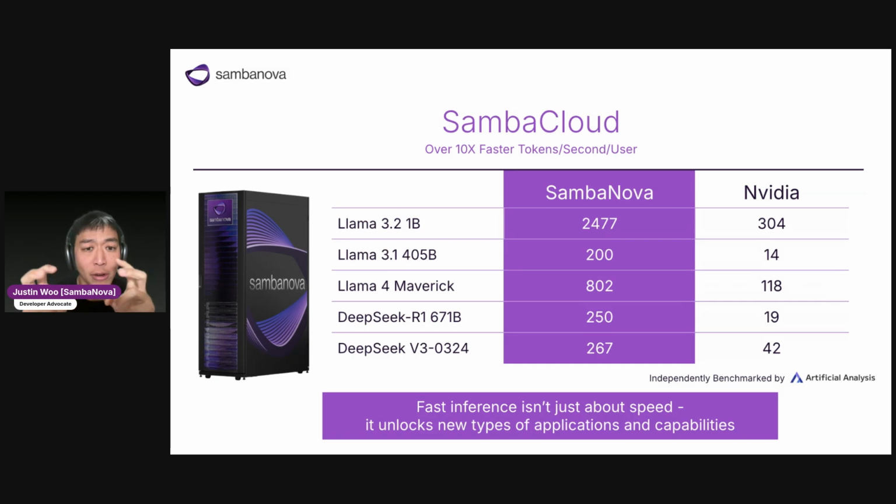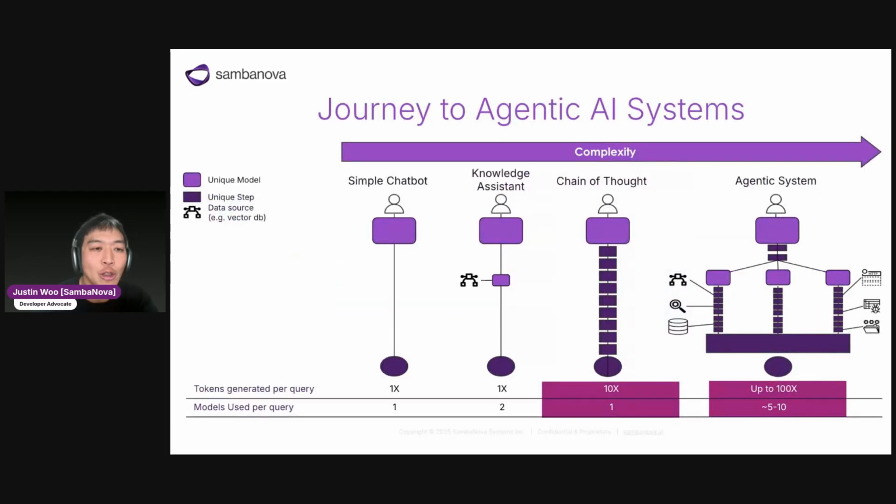This level of performance is not only a simple speed difference, it also unlocks capabilities that might otherwise be impossible to achieve just with speed itself. And I'll show you a demo in a second. So really quickly, the reason why I love partnering with CrewAI and this whole thing around AI agentic systems is because we see that, as AI applications evolve, we see it go from a simple chatbot to a knowledge assistant.